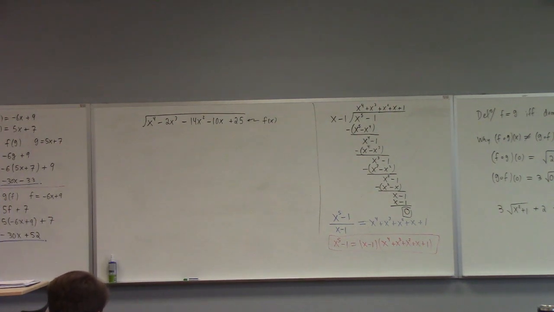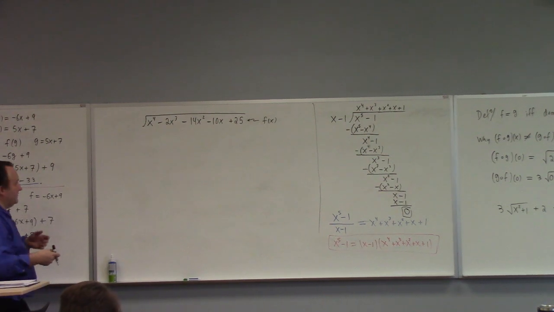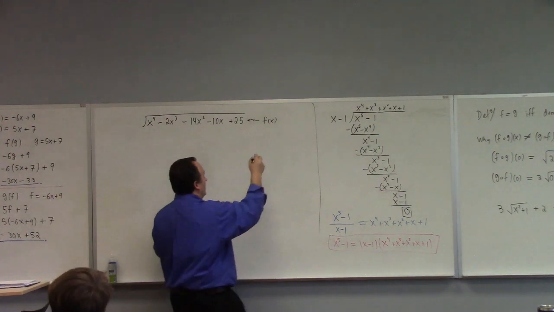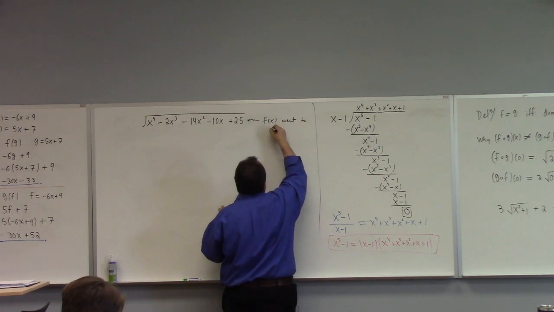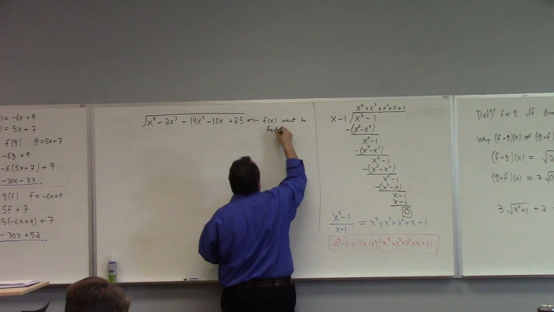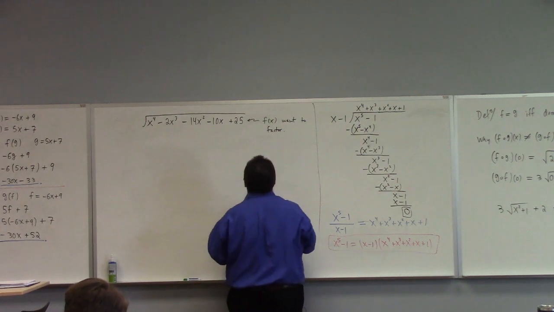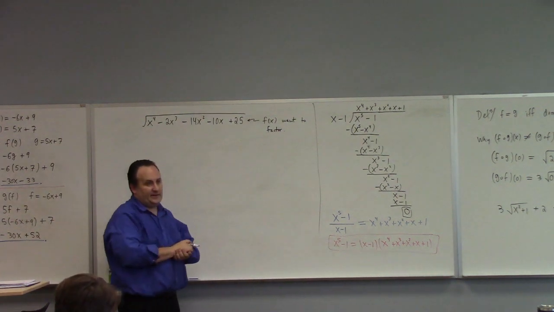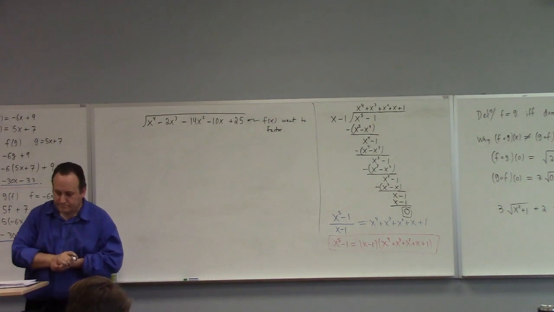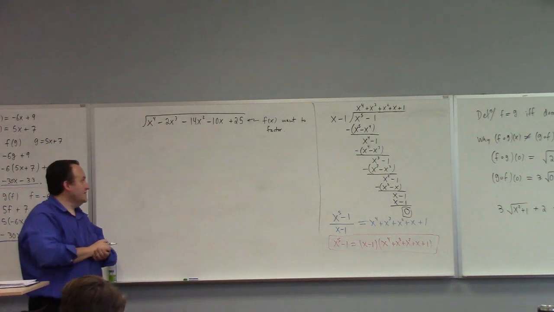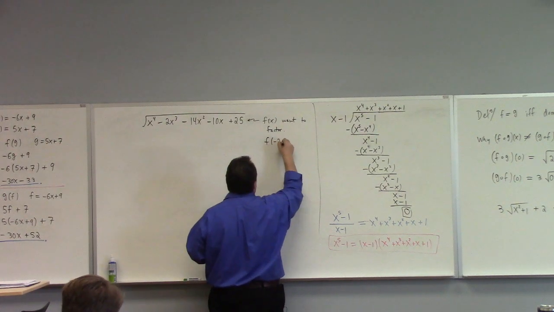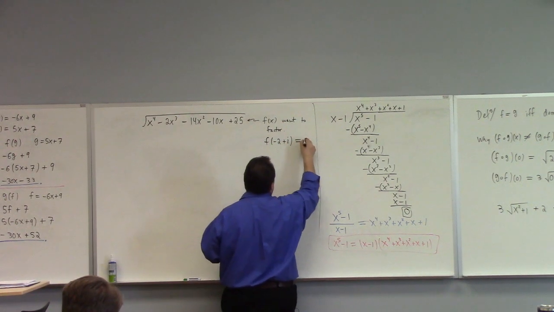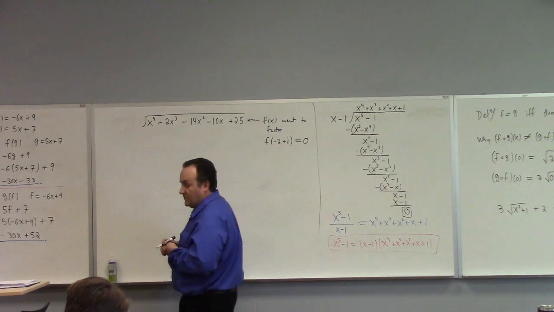Now, I want us to factor f of x. Our goal is to factor f of x. A mathematician tells you that f of minus 2 plus i is equal to 0. Suppose that's given.